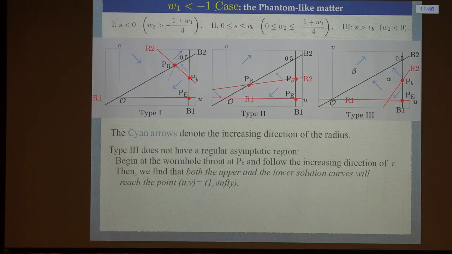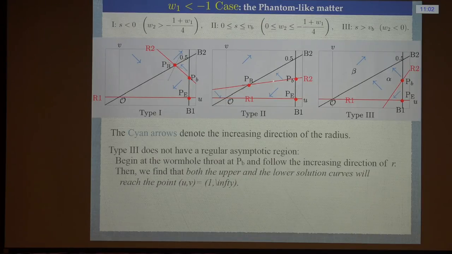Now let us categorize the solutions. For the phantom-like case, we can categorize the solution space into three different cases, 1, 2, 3, depending on the slope S, because every other line, B1, B2, and R1, is fixed, but R2 depends on the equation of state. Then you can easily find that for this type 3 case, every solution curve goes to the V equals infinity region. Therefore, there is no asymptotic solution here. So we discard this case.